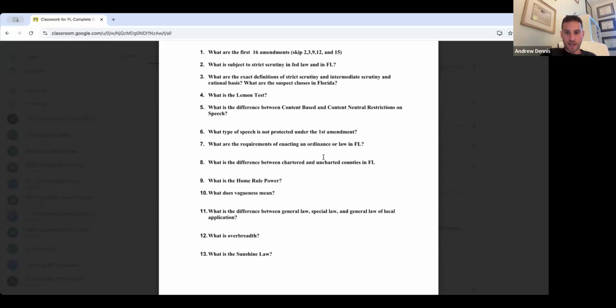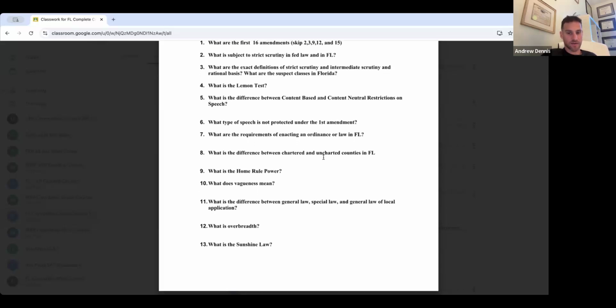And then vagueness means that it's unclear what's being punished. Vagueness and overbreadth come up a lot in these essays. We'll see. We're about to jump into some essays.